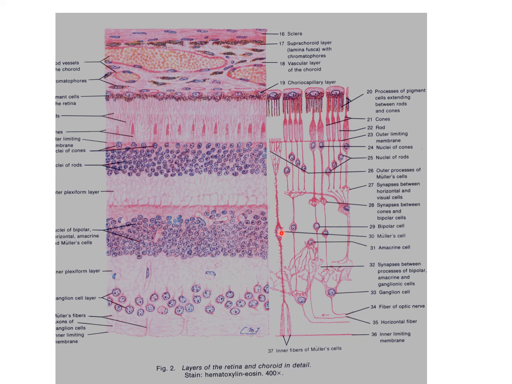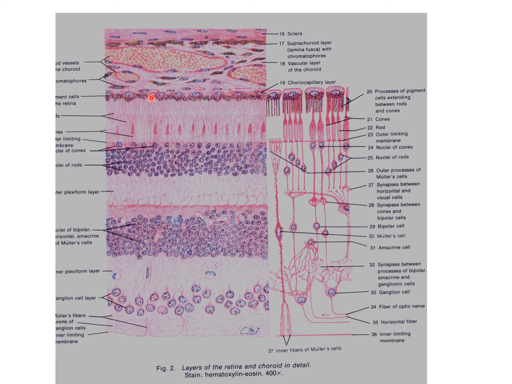Here these are the Müller cells. These cells are the amacrine cells. This one is the synapse between the processes of the bipolar, amacrine and ganglionic cells. This one is the ganglionic cells. This is the fiber of the optic nerve, so the fibrous layer. These are the horizontal fibers, inner limiting membrane. So here there is a layer, completing the ninth layer of this retina.